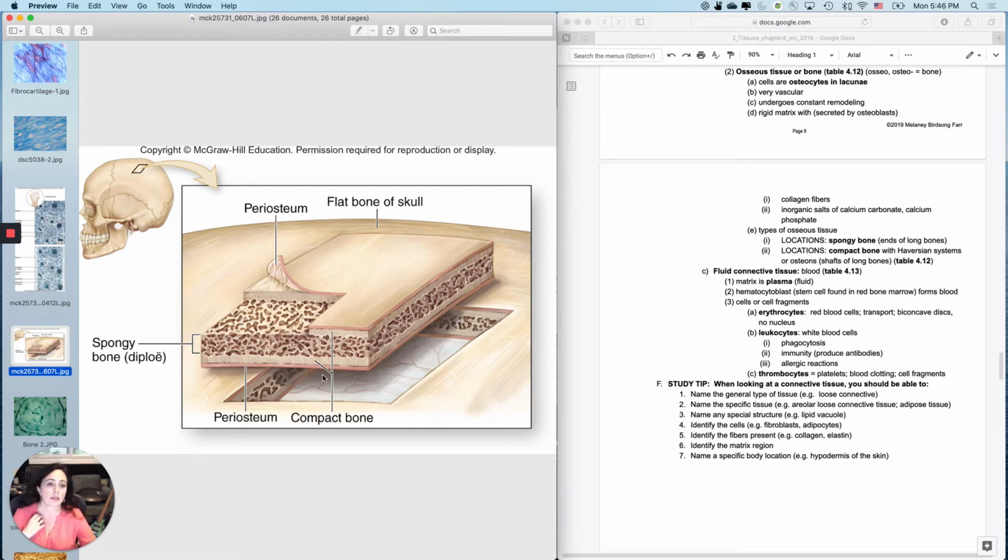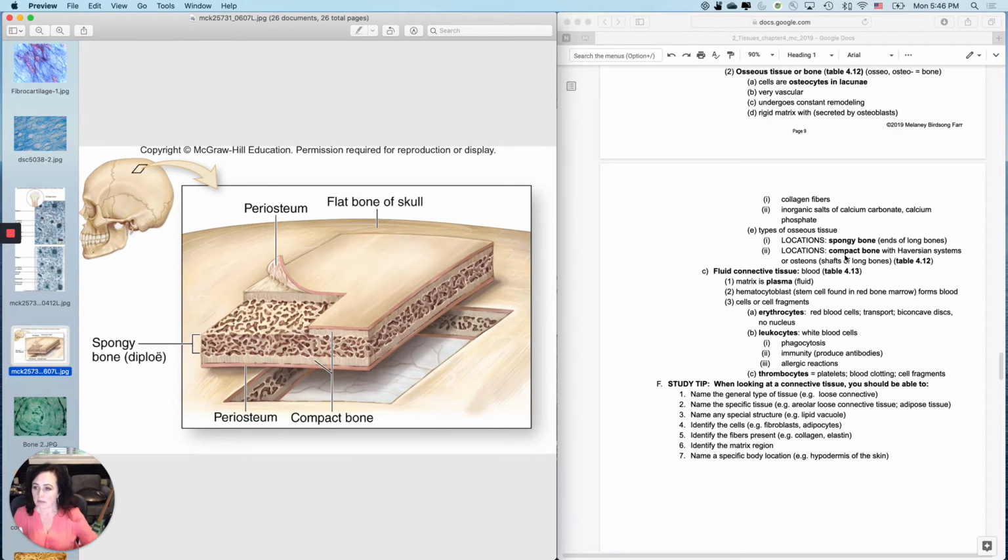So the compact bone is obviously going to be stronger, but it's also going to be heavier. The spongy bone will be lighter and not quite as dense, and we'll cover how spongy bone is put together in the next chapter. But let's look at, I'm sorry, compact bone and how it's put together.